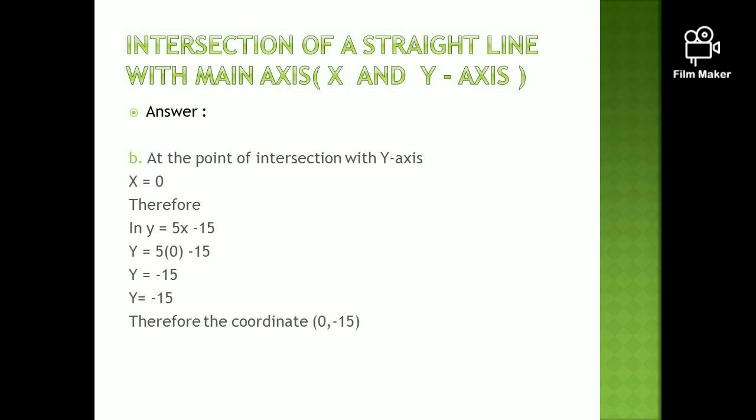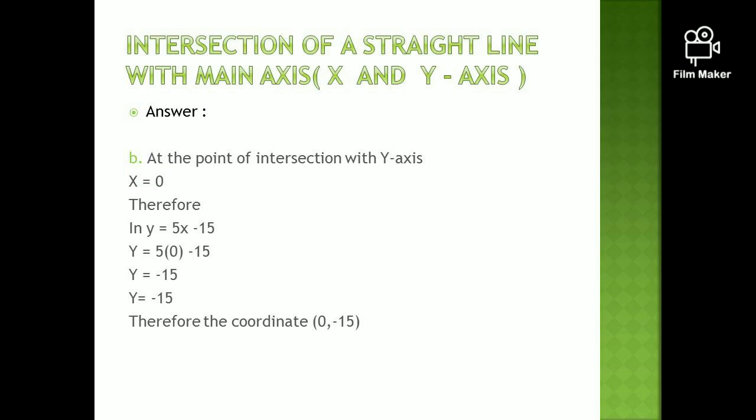Let's try to find the intersection of the line y equals 5x minus 15 with the y-axis. We know from the previous theory that if any straight line or a curve meets the y-axis, the x coordinate becomes 0. If I make x equals 0 in the equation y equals 5x minus 15, you will obtain the answer y equals 5 into 0 minus 15, y equals minus 15.